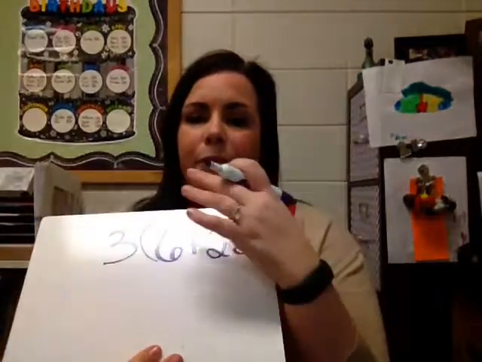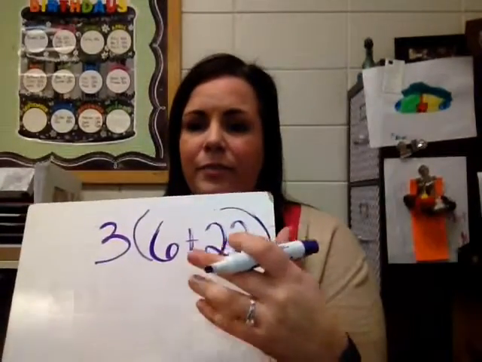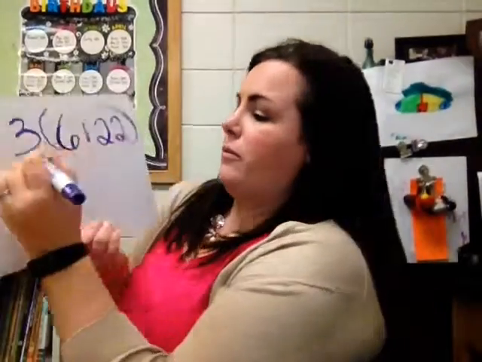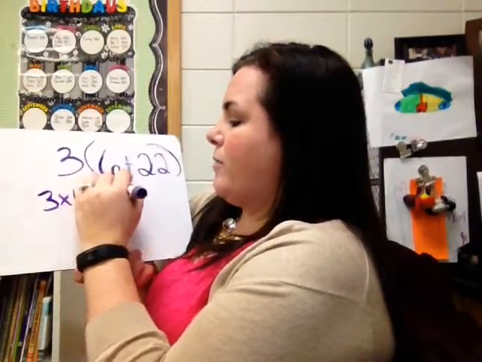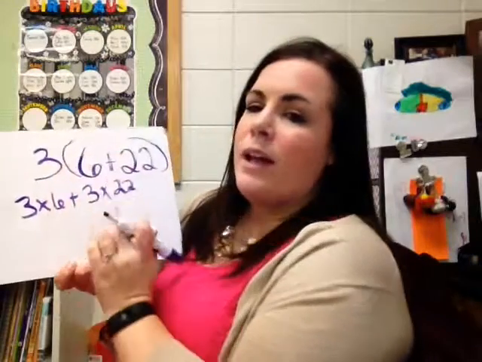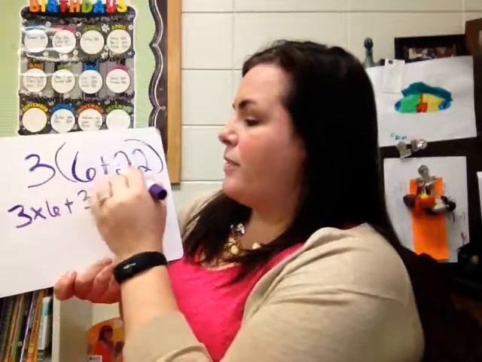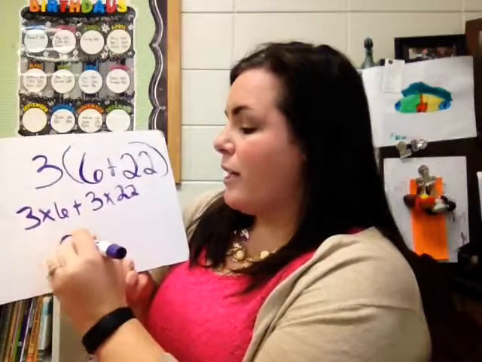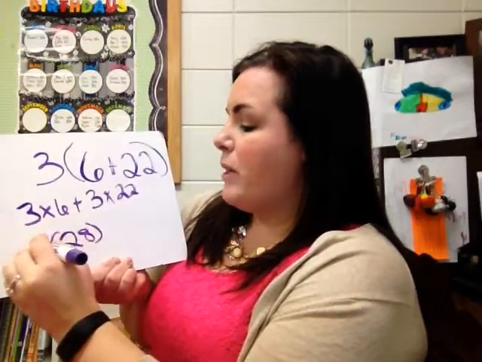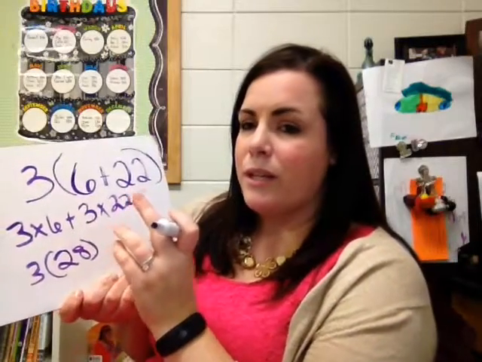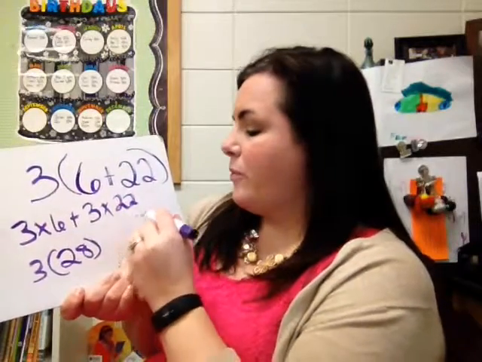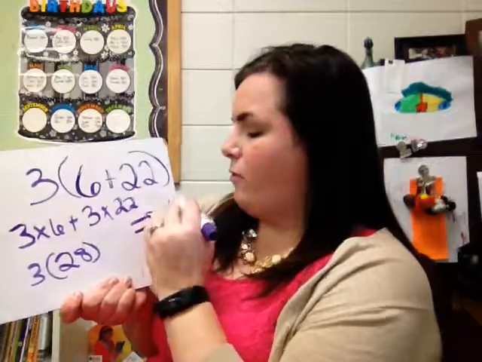Now, there's two ways in which you could solve this. The first way is to do 3 times 6 plus 3 times 22. The second way is to do 6 plus 22, which is 28, and multiply that by 3. Either way, however you choose to do it, you'll come up with the same answer, which is 84.